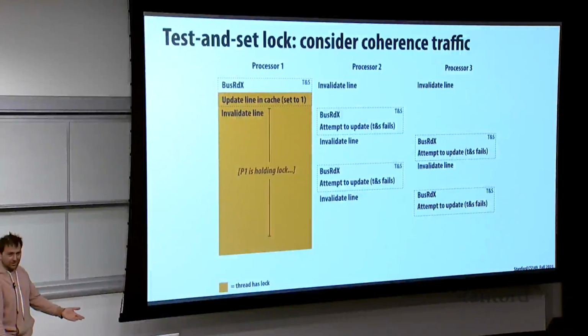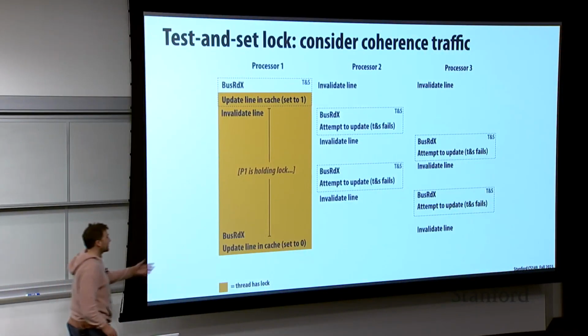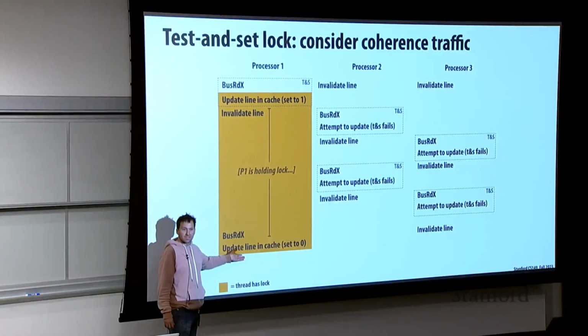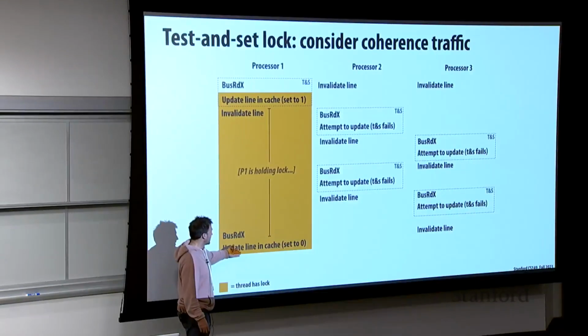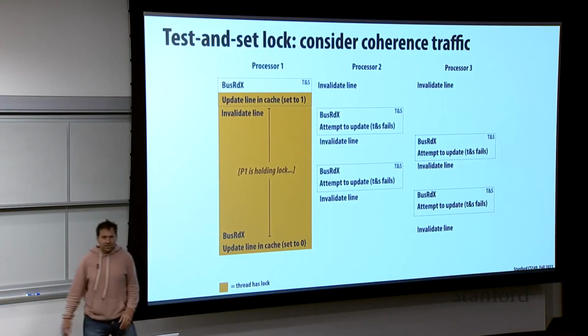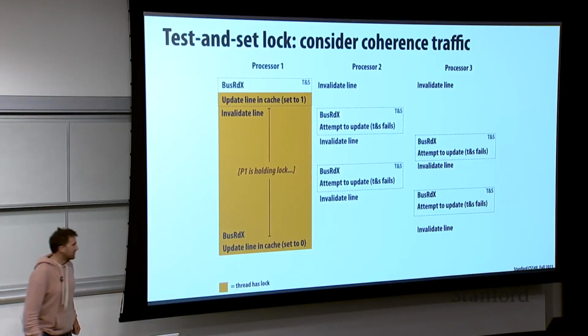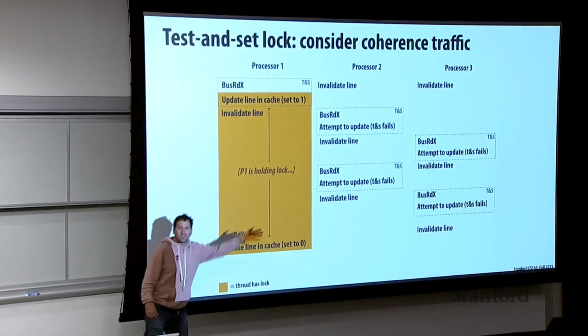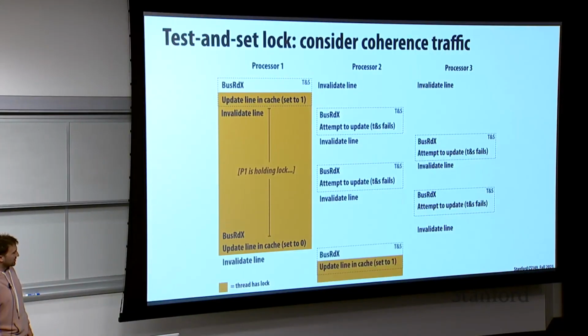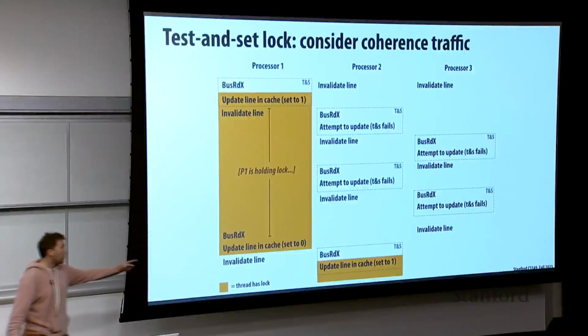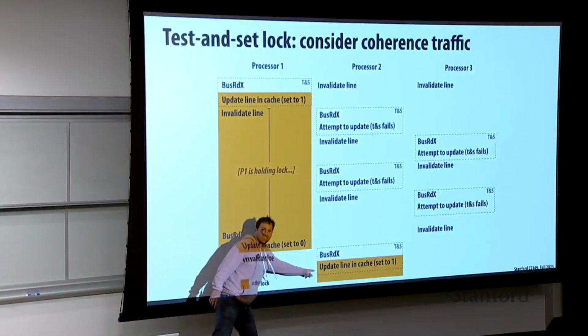Now, what happens when processor 1 wants to unlock the lock? It's got to issue a bus read X. It's got to invalidate everybody else. It gets the line in exclusive mode. It does the write to set it to 0, and then one of those test-and-sets on one of the other processors, let's just say processor 2, succeeds, and now processor 2 has the lock.